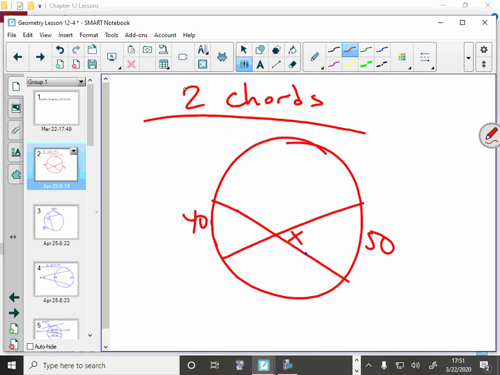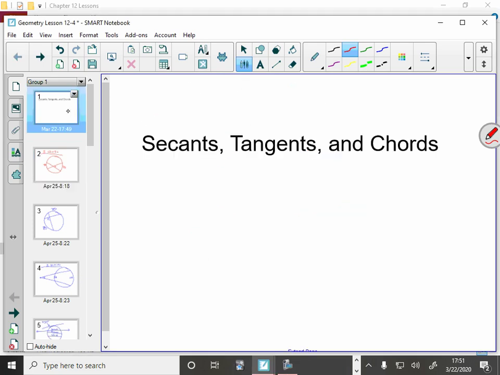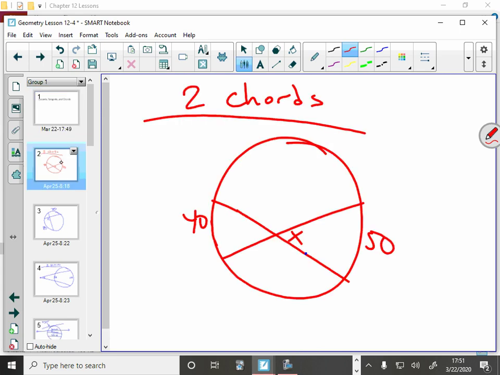All right, we're going to talk about secants, tangents, and chords and some of the relationships that we find when these three types of segments and lines intersect. First of all, we have a picture of two chords that intersect. Of course, a chord is a segment whose endpoints lie on the circle. So when two chords intersect, they intercept some arcs, like so, and there's an angle that's formed in the middle.